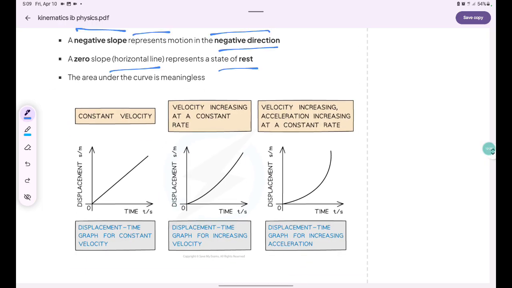So these are the graphs you should be familiar with. A straight line with positive slope on the displacement time graph gives us constant velocity. Displacement time graph for increasing acceleration, displacement time graph for increasing velocity, displacement time graph for constant velocity.